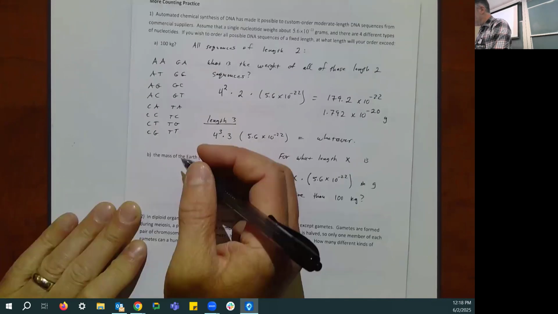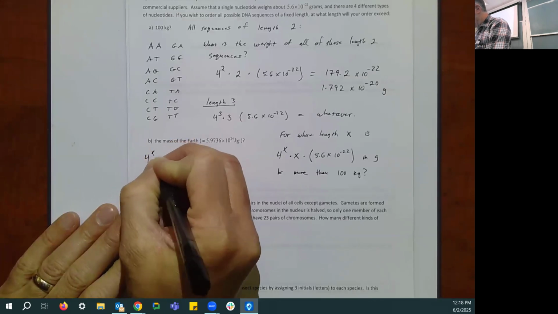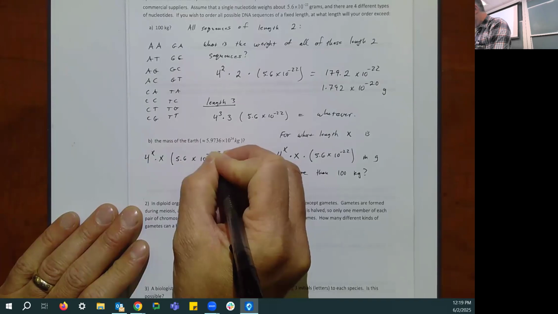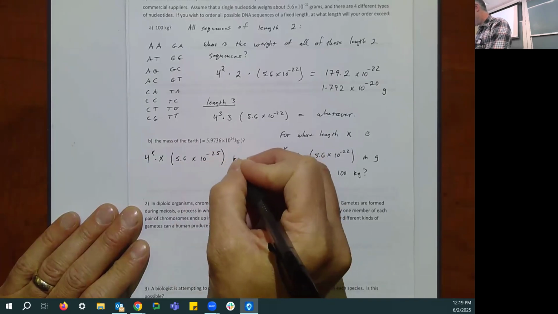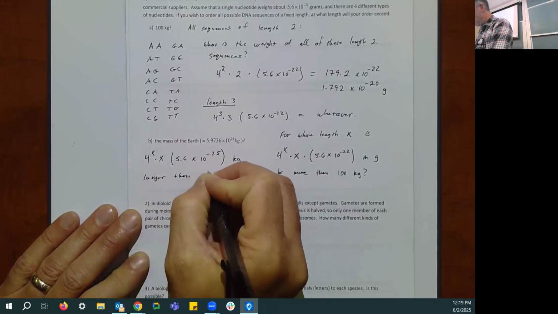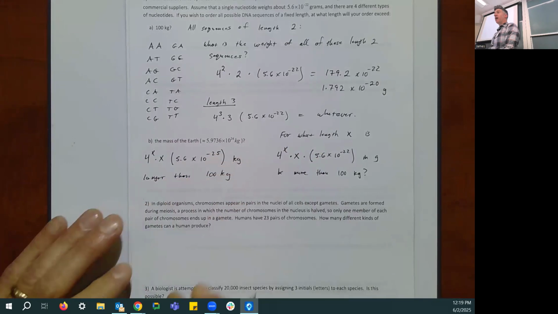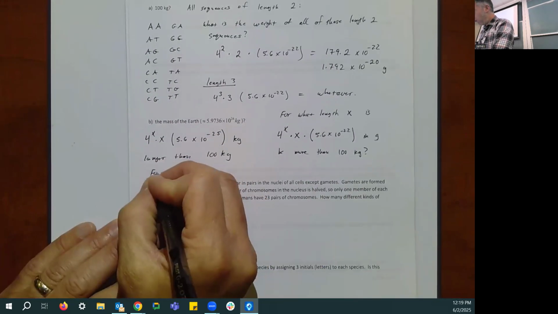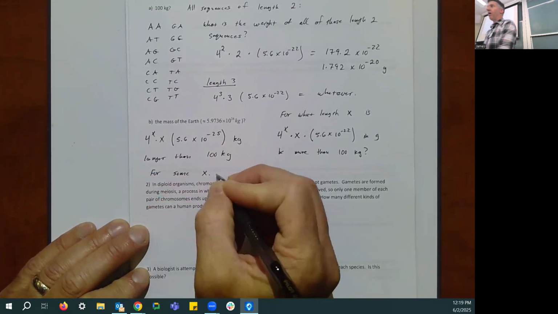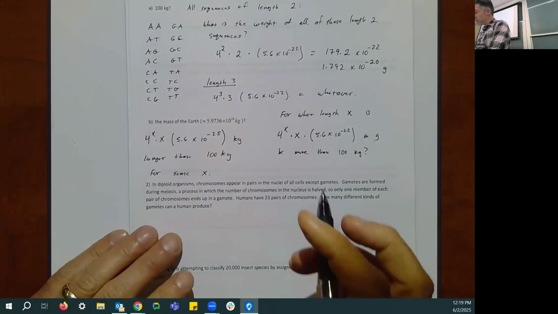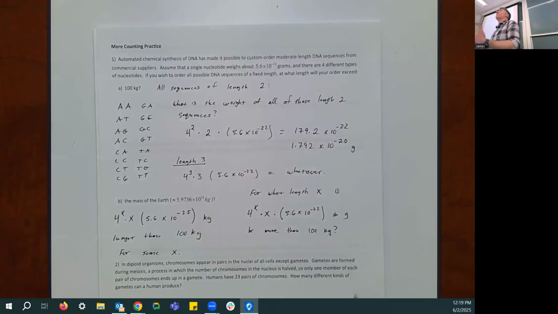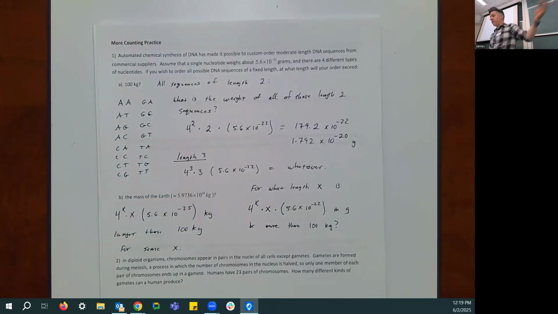So essentially I have to decrease my power of 10 by 3. So what I really want is 4 to the x times 5.6 times 10 to the negative 25th. That's in kilograms. And I want that to be larger than 100 kilograms for some value of x. For the smallest value of x, I should really say. You could pick x to be really big and obviously meet that condition. But the question is, at what length will your order exceed 100 kilograms? Meaning we want to find the first length, not the 20th one.